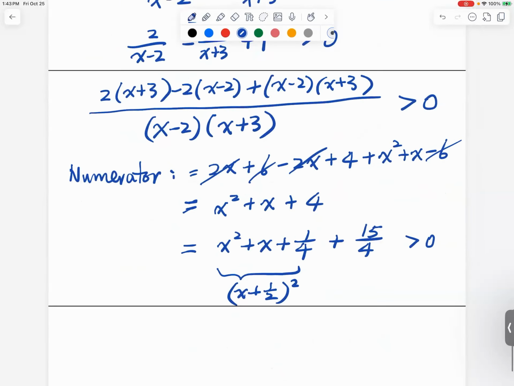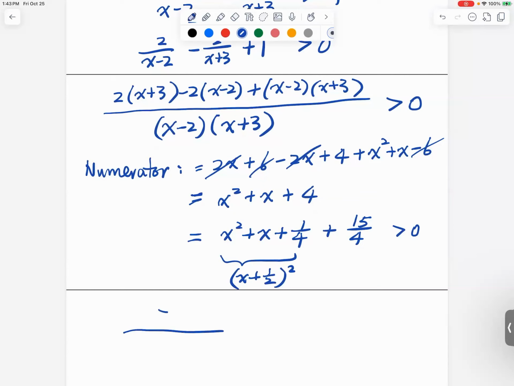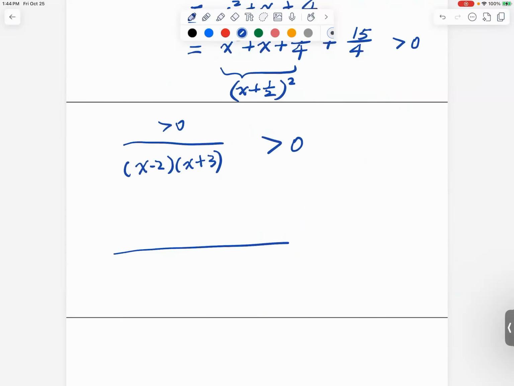So for this inequality, we have something positive divided by x minus 2 times x plus 3, and we want this to be positive. All we need to do is look at the sign of these two factors. The roots of these two factors are -3 and 2. When x is bigger than 2, both of them are positive, so we have plus. Again, the signs alternate: plus, minus, plus.